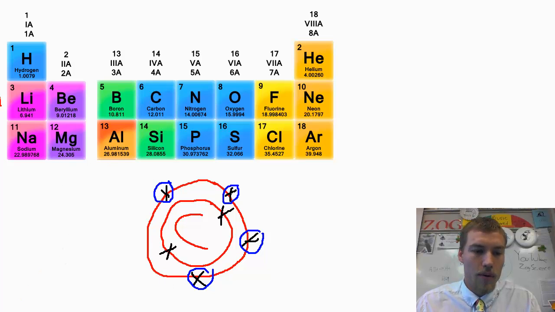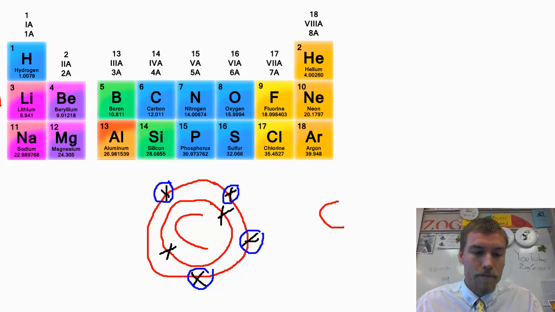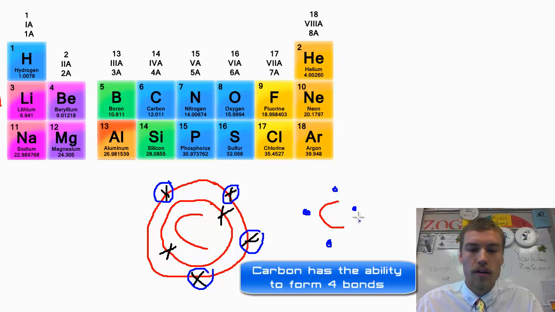Now, when it comes to writing Lewis structures, we know that any level underneath that top energy level is going to be full. So all we really need to do is show the number of valence electrons. Again, we're just showing valence electrons. We say, okay, we have 4 valence electrons because we're in group 4A. So I'm just going to put a dot here, a dot here, a dot here, and a dot here. So what we're showing is that we've got 4 valence electrons.